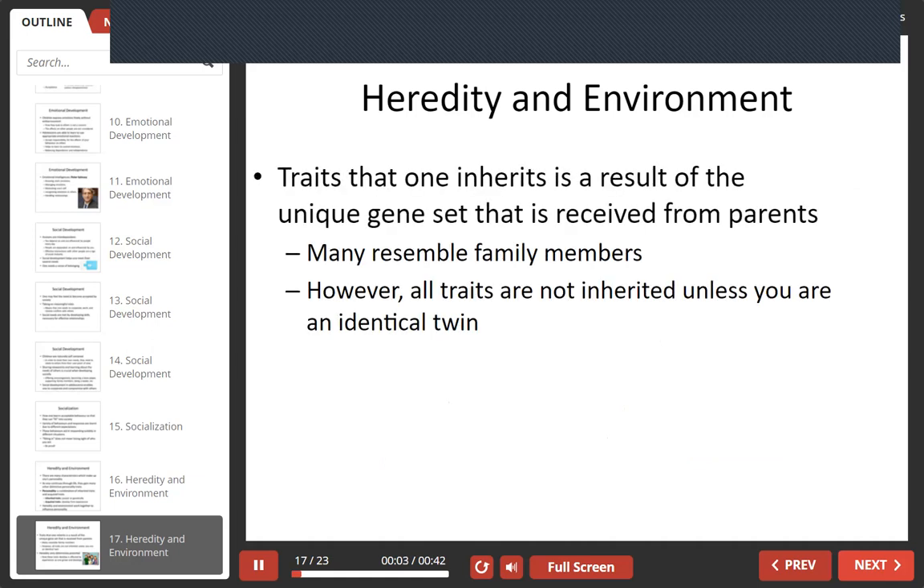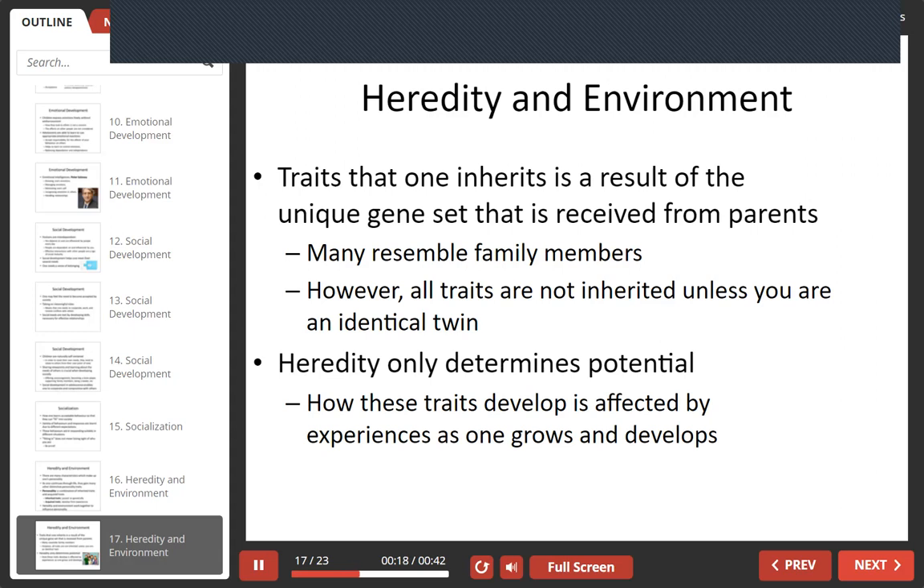So traits that one inherits are a result of the unique genes that are received from parents. Many people resemble their family members. However, all traits are not inherited unless you are an identical twin. Heredity only determines potential. However, how these traits develop is affected by experiences as one grows and develops. Remember, heredity is just the genetic form of what you have become. However, your own experiences and your own identity is who you really are and who you choose to be.